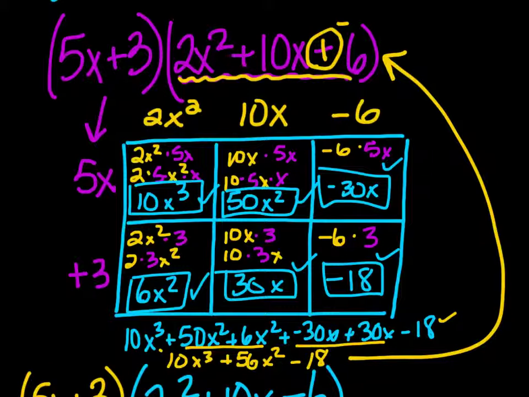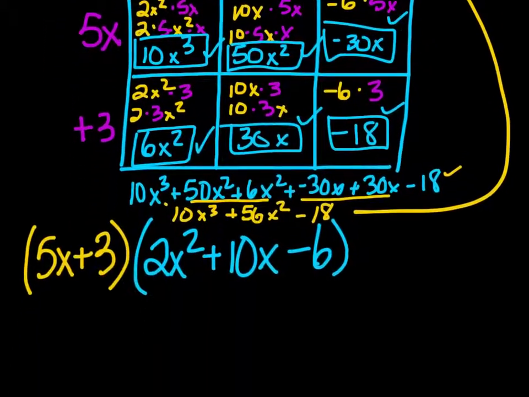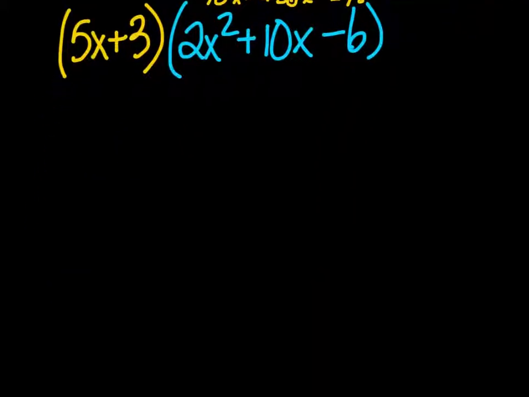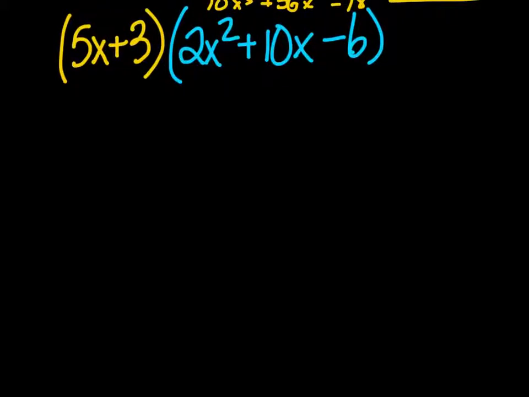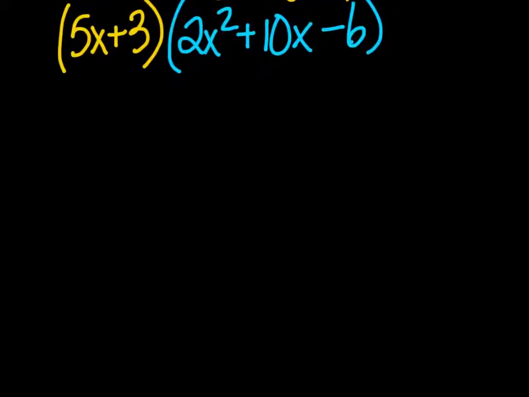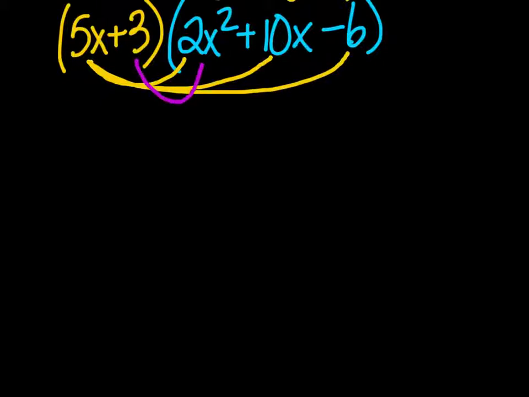Awesome. Now for the remainder of this video, I'm going to show you one other way that you can solve this same exact problem, but it gets a little more messy. This is essentially looking at this problem through the eyes of the distributive property. So we would essentially say 5x is going to multiply the 2x squared, it's going to multiply the 10x, and it's going to multiply the negative 6. As well, the 3 is going to multiply the 2x squared, it's going to multiply the 10x, and it's going to multiply the negative 6. So this is the distributive property way.